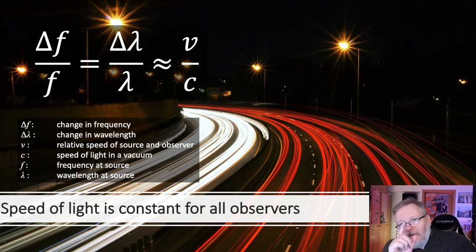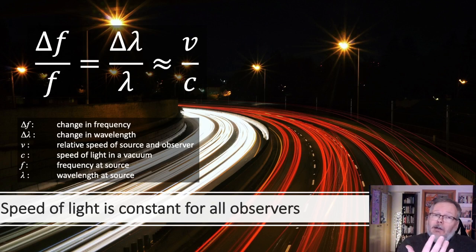So delta lambda is not the new wavelength or the new frequency, but it's the change in, be it smaller or larger, because that will depend on whether the source of the waves is coming towards the observer or moving away. v is the relative speed of the source and the observer, and c is the speed of light in a vacuum.